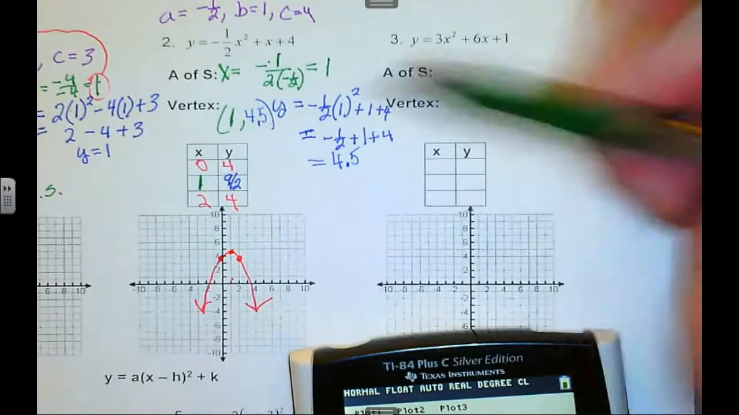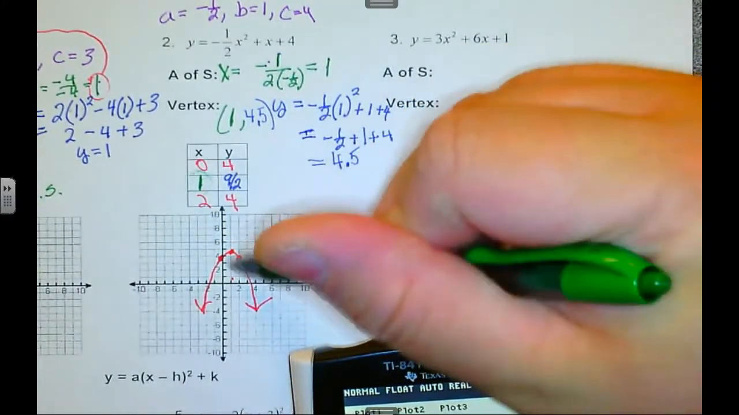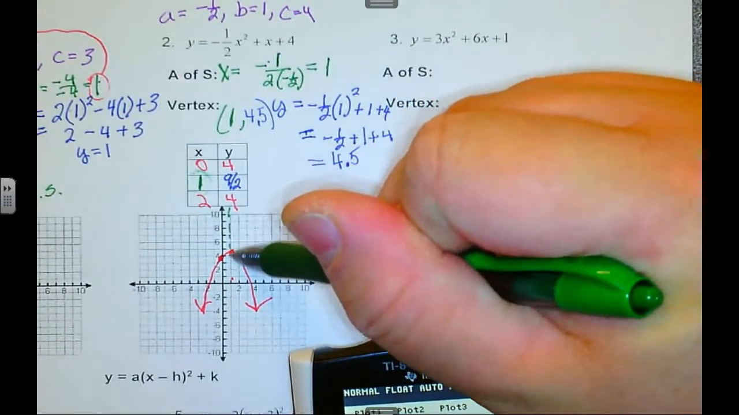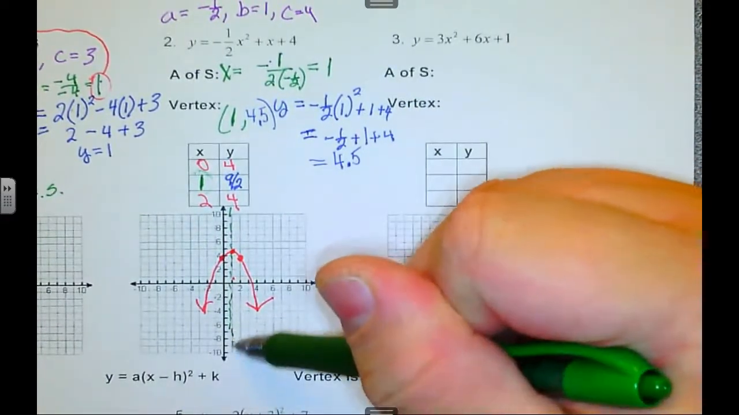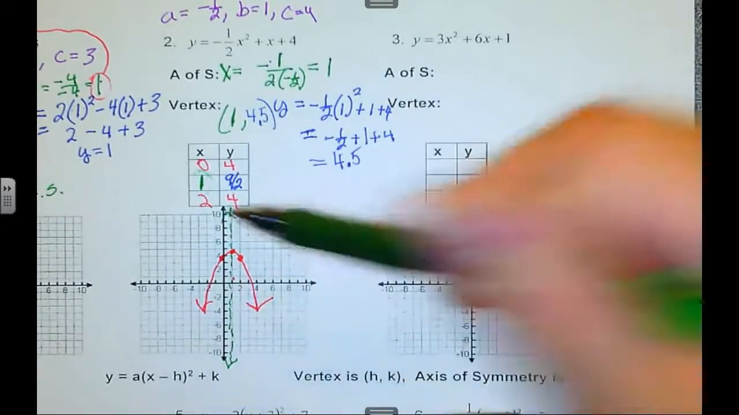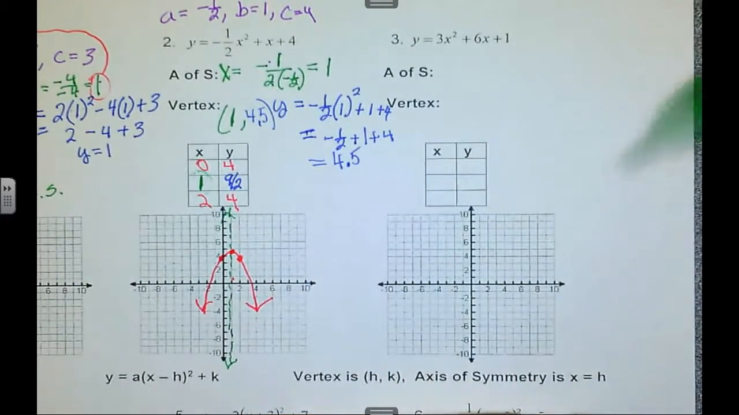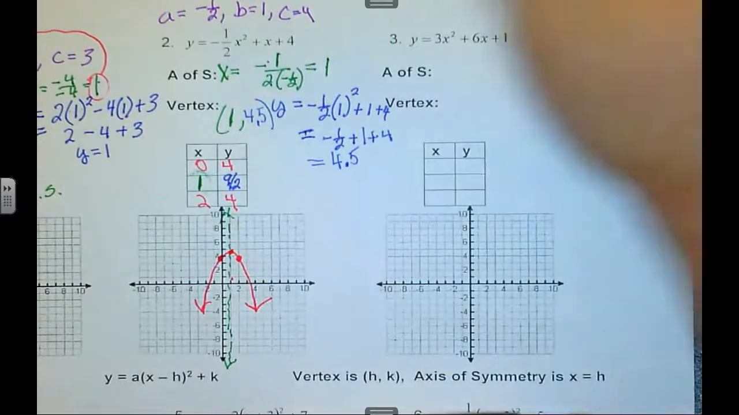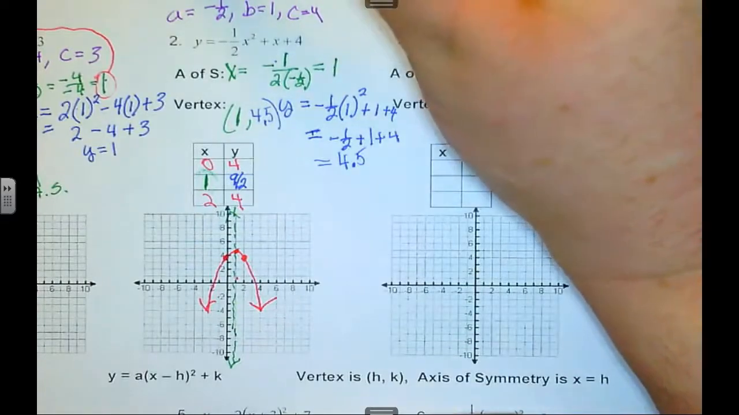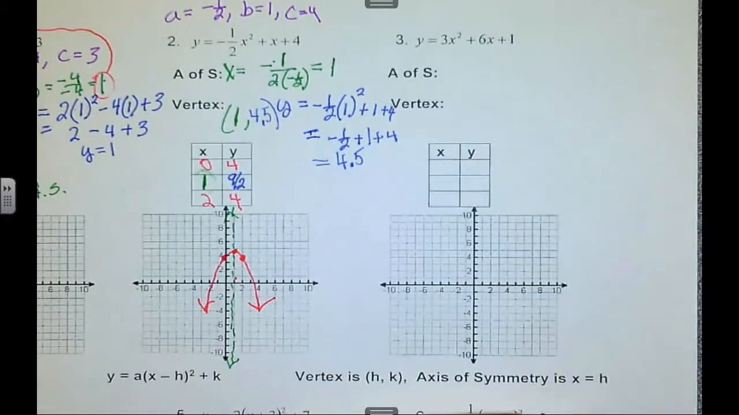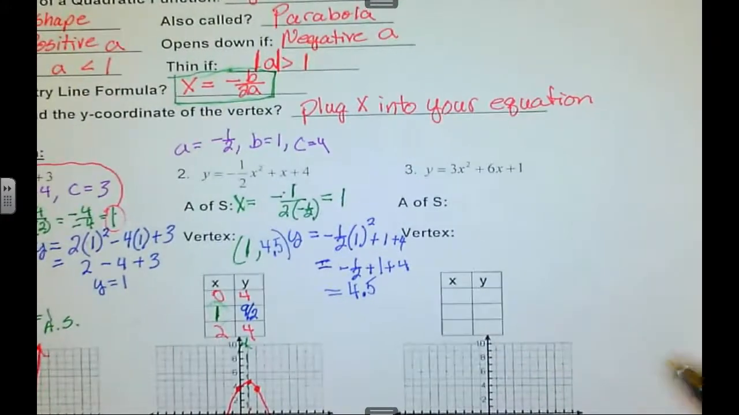Axis of symmetry is always your x value. What, my x value? I didn't hear you. My x value, I use this formula. X equals negative b over 2a. That's my axis of symmetry. My x value of the vertex. ¿Comprendes? ¿Comprendes?